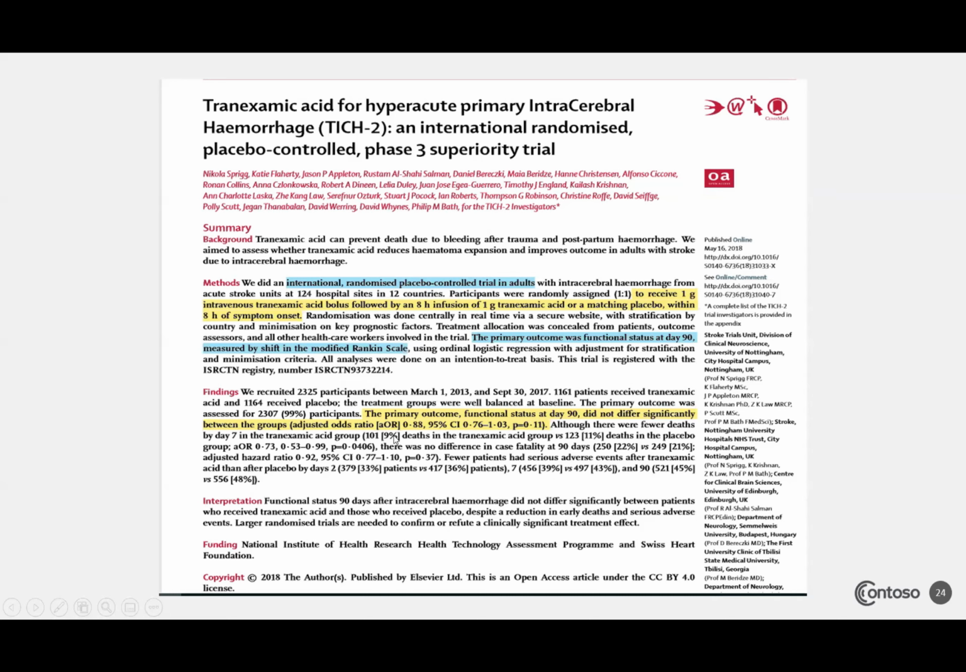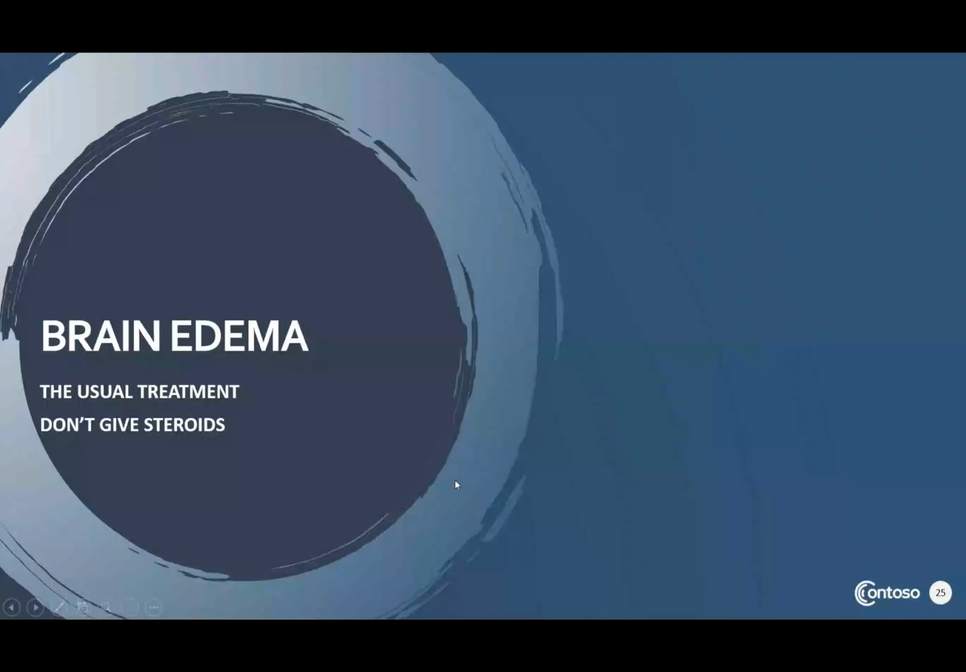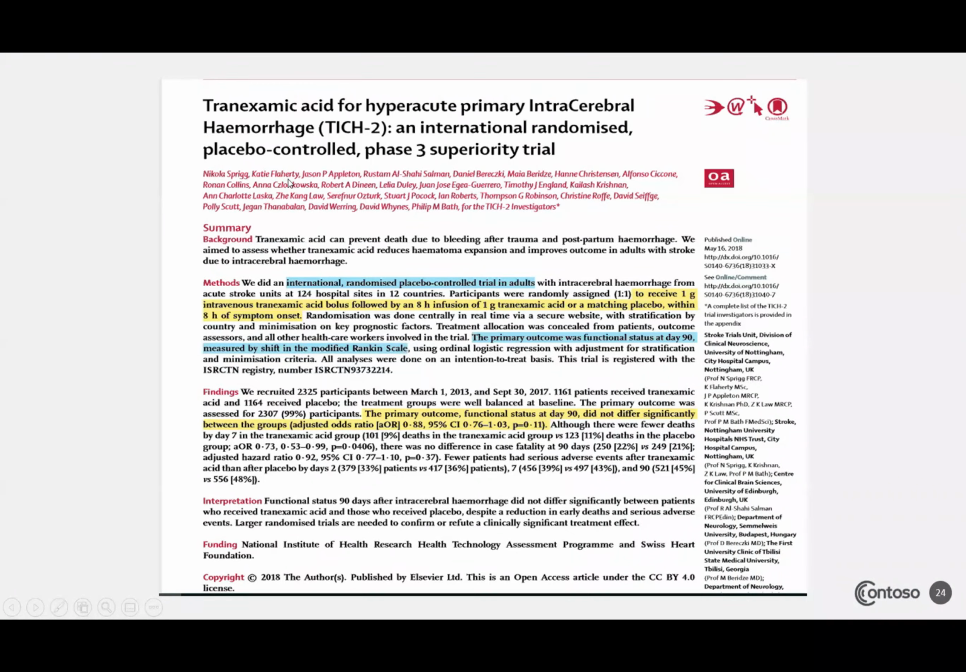The primary outcome is the functional status, and they failed to meet their primary outcome, but they did reduce the hematoma expansion, like other studies such as ATACH and INTERACT. They failed to improve the functional outcome of their patients, but they inhibited the hematoma expansion. And the dose of the tranexamic acid is 1 gram intravenously, Q8 hours.